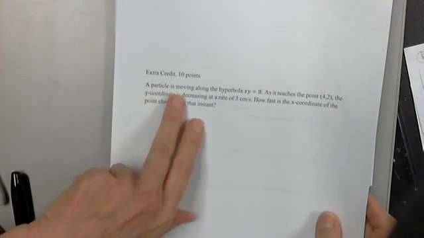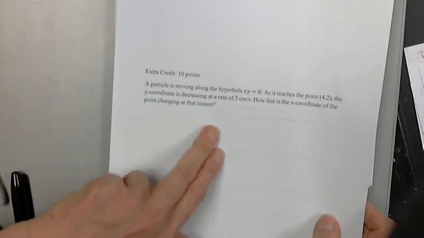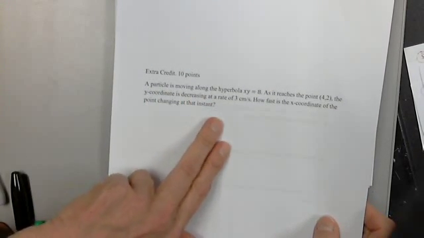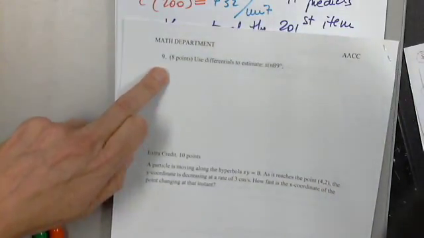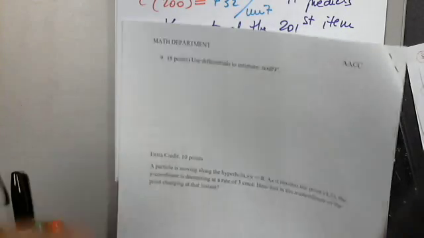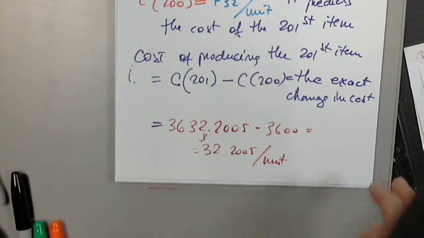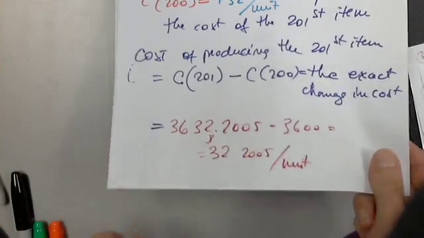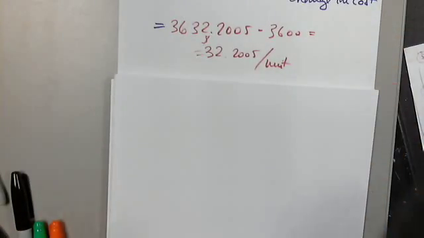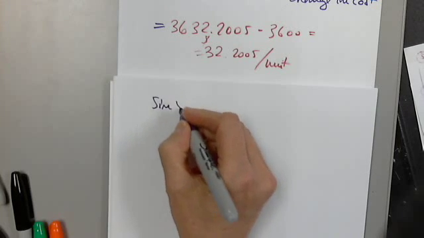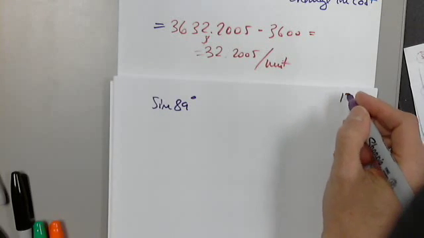So the extra credit is the exact problem that we did together today at the beginning of the class for a different point, I think, or maybe the same. No, it's the same point. So we do have number 9 left. So we want to use differentials to estimate sine of 89 degrees.